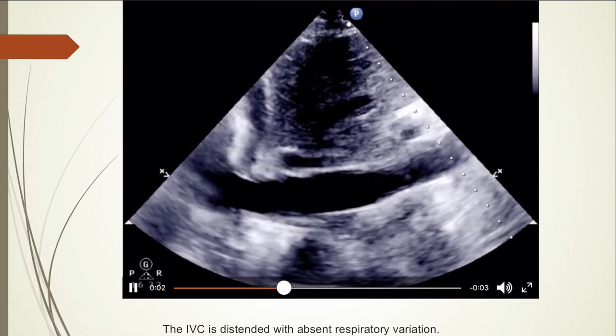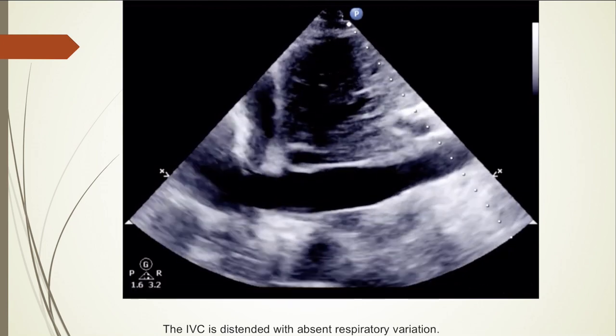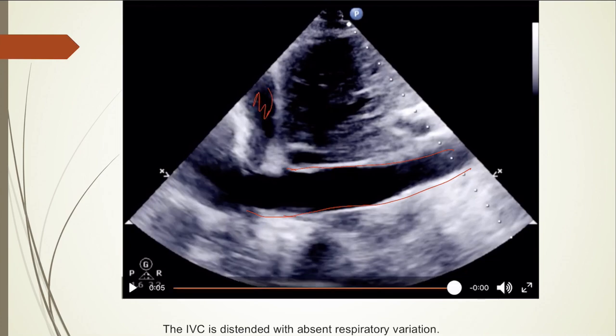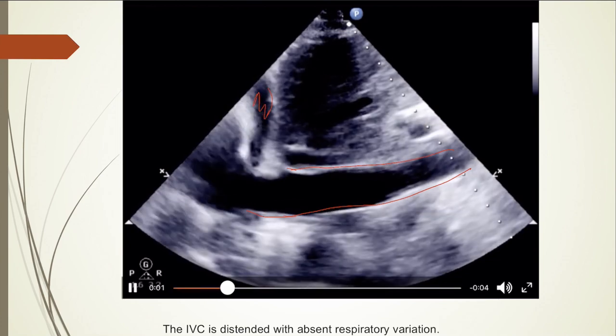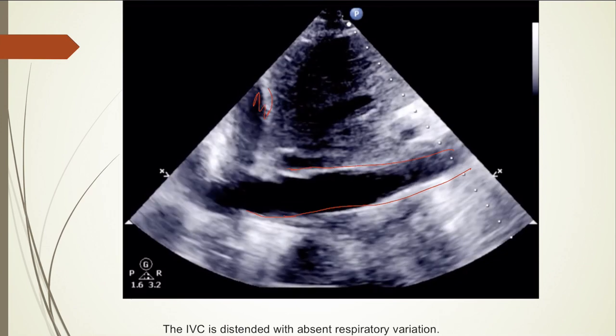Next slide. This is an IVC, and you can see that with respiration it doesn't even budge. It just stays dilated. And if you have a cardiac tamponade going on, which you can kind of see up in here, that's what's going to happen. And see no change at all with the respirations. You should see that collapse with the respirations.